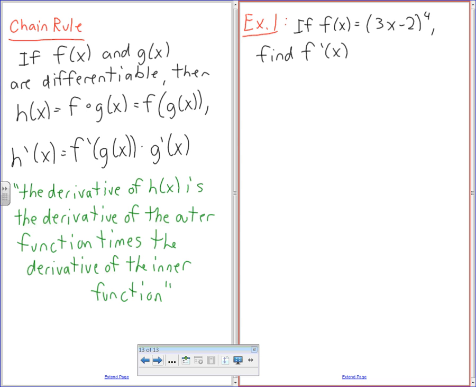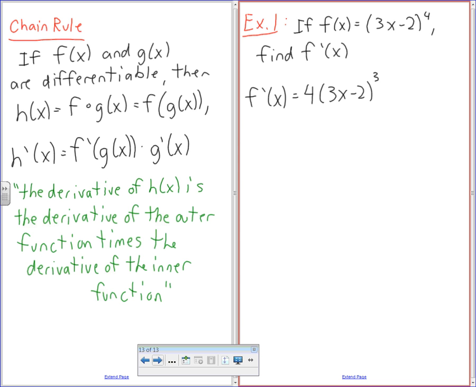So we're going to pretend like that looks like x to the 4. Can somebody tell me the derivative of x to the 4? What is the derivative of x to the 4 going to be? So I'm going to say f prime of x, instead of calling it 4x to the 3, I'm going to call it 4 times (3x minus 2) to the 3, because the bracket's still going to stay the same as the bracket.